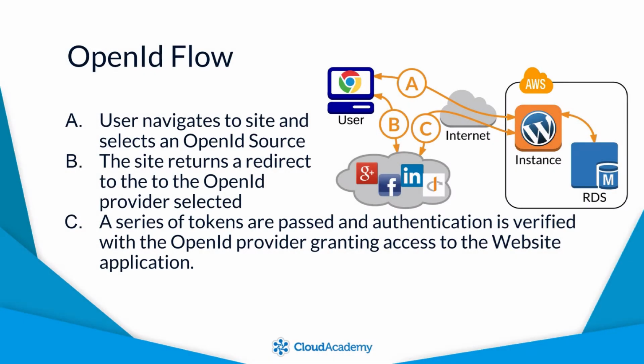Now let's go over the OpenID flow. This is a simplified example of how a user would interact with an OpenID solution to gain authorized access to a website. Step A, the user navigates to a site and selects an OpenID source: Google, Facebook, LinkedIn, and so on. B, the site returns a redirect to the OpenID provider selected. And then step C, a series of tokens are passed. Authentication is verified with the OpenID provider, granting access to the website application.